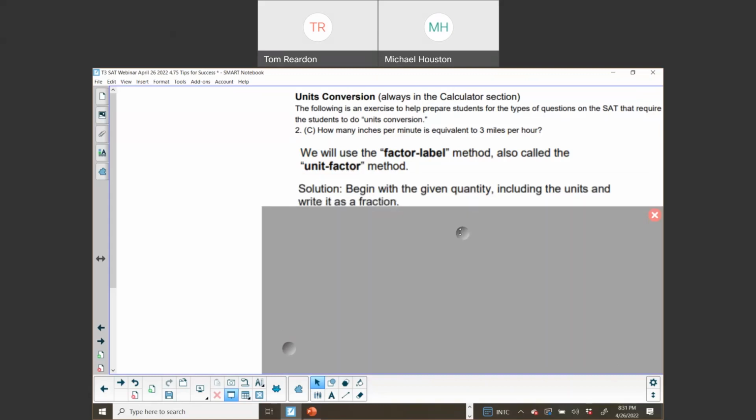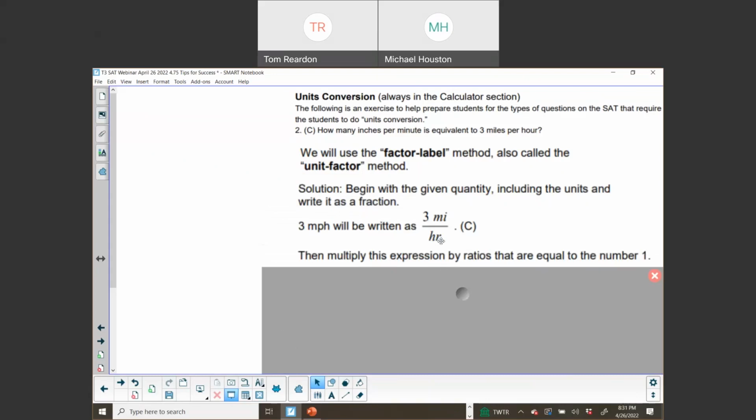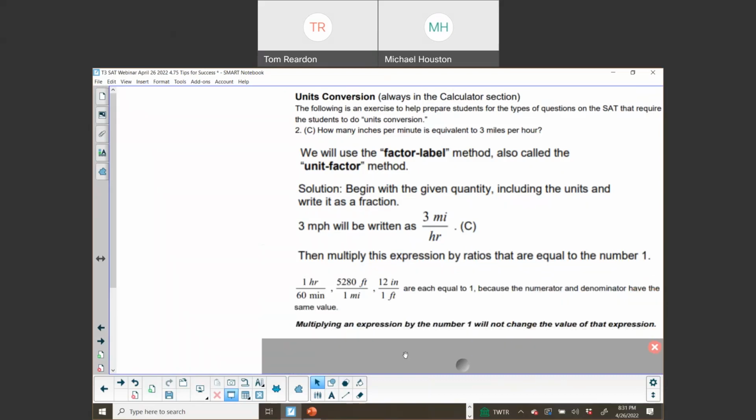So what we can do is begin with a given quantity, including the units, but we write it as a fraction. So in this case, 3 miles per hour, we'd write it as 3 miles divided by hours, okay? And then what we do is multiply this expression by ratios, fractions, that are equal to the number 1. The reason we picked the number 1 is when you multiply by 1, you don't change its value. So in this case, these would be ratios that are 1, an hour divided by 60 minutes, 5,280 feet divided by a mile, and so on. When you multiply by 1, it does not change the value of the expression.